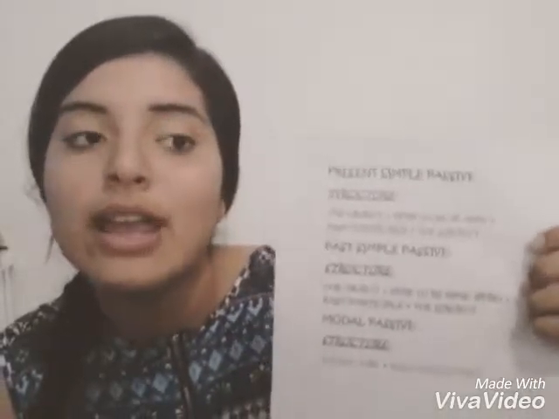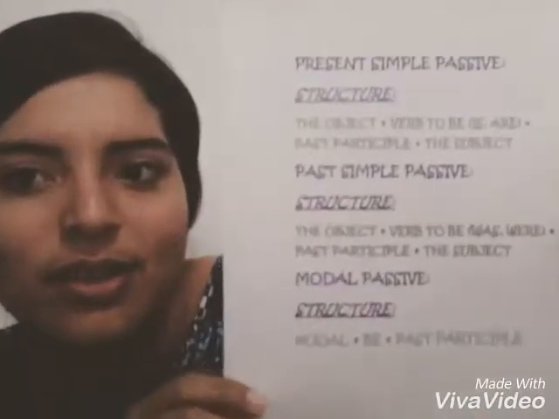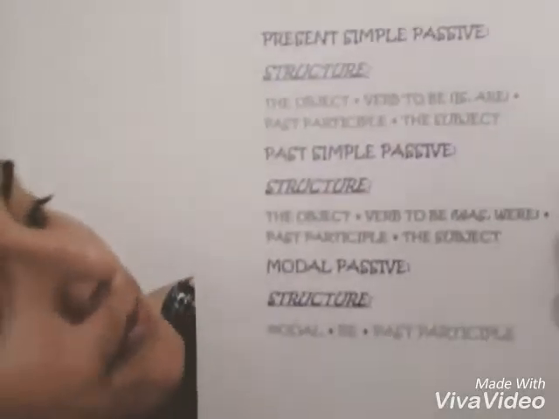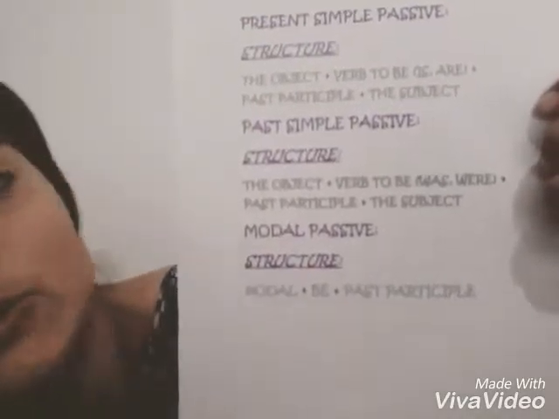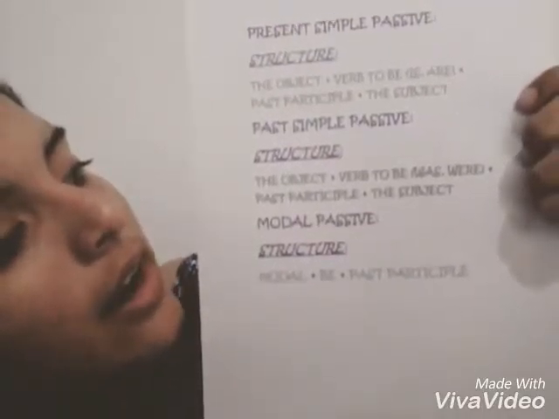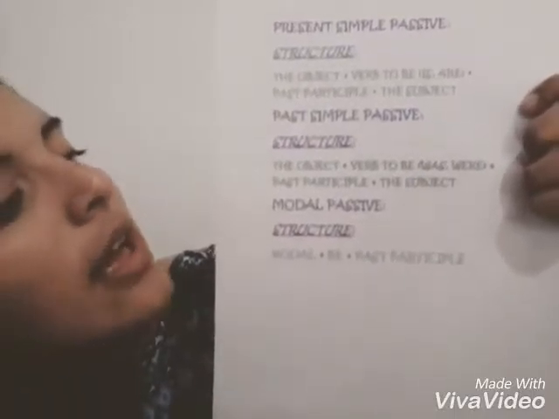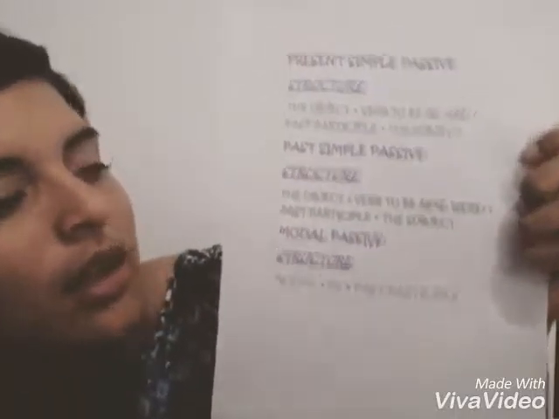We are going to talk now about the past simple passive. In the structure of the past simple passive, you can see right here, it is the object plus the verb to be, but now in the past. The verb to be in the past is was and were, plus the past participle, and plus the subject. For example, one sentence in the past simple passive is: this picture was drawn to illustrate a story.